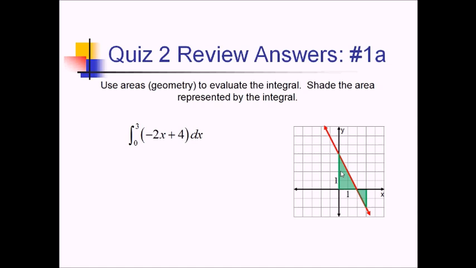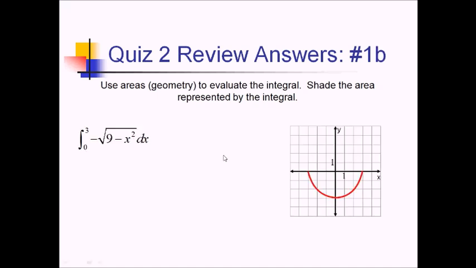So for the first triangle, we've got 1/2 base of 2 times a height of 4. And for the next triangle, we have 1/2 times a base of 1 and a height of 2. But since we're under the x-axis here, that is actually going to be negative area. So if you wanted to simplify this, that's going to be 4 minus 1, which comes out to 3.